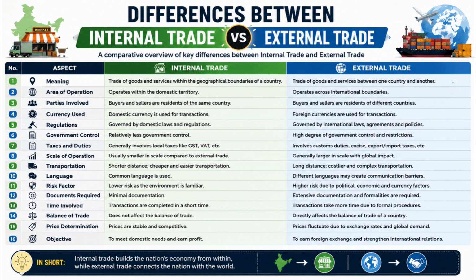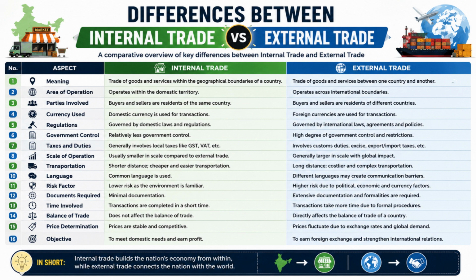Number 1. Internal trade refers to the exchange of goods and services within the geographical boundaries of a country, whereas external trade refers to the exchange of goods and services between different countries. Number 2. Internal trade operates within the domestic territory of a nation, whereas external trade operates across international boundaries.